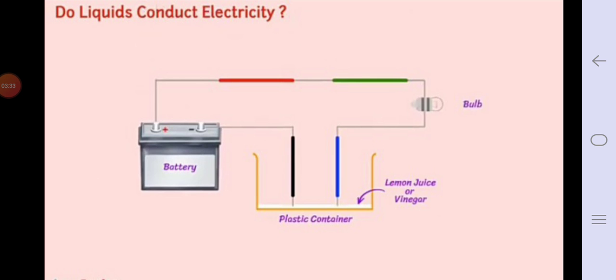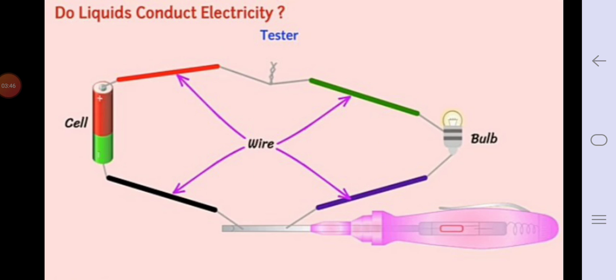Now today we are going to test the same circuit in the liquids. So you can see the picture here. What is shown in the picture? Here a battery is used instead of the cell.